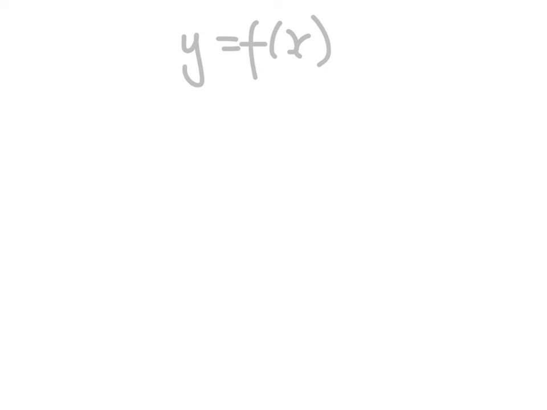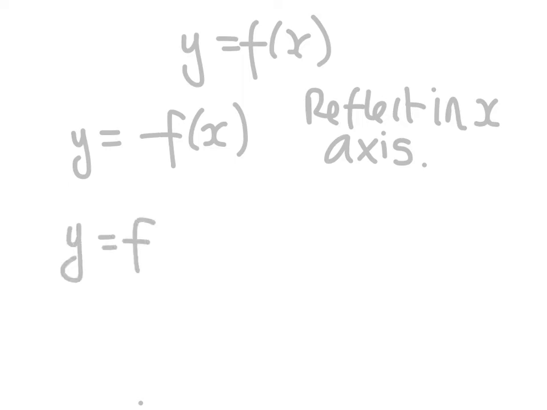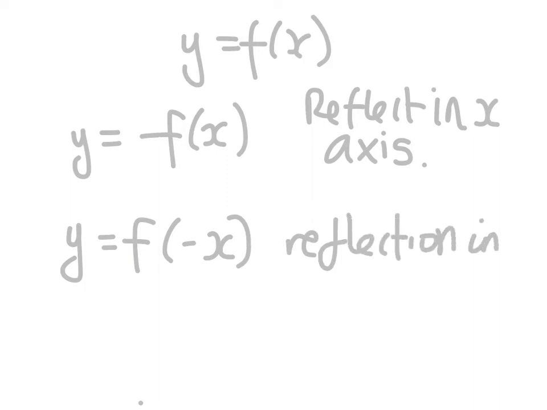The final two transformations you've got are if you had y equals minus f of x. Now, the effect of this is it reflects the graph in the x-axis. Okay, so you literally do a reflection in the x-axis, and y equals f of minus x, and that's a reflection in the y-axis.